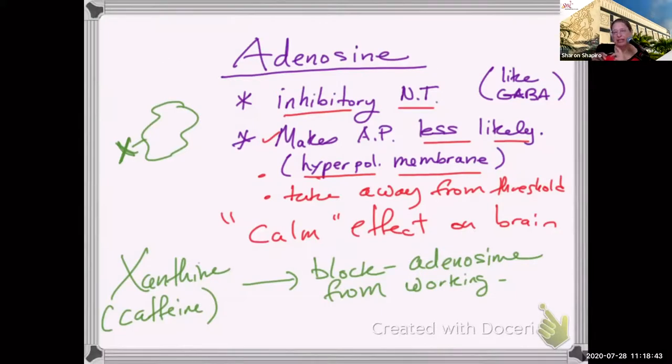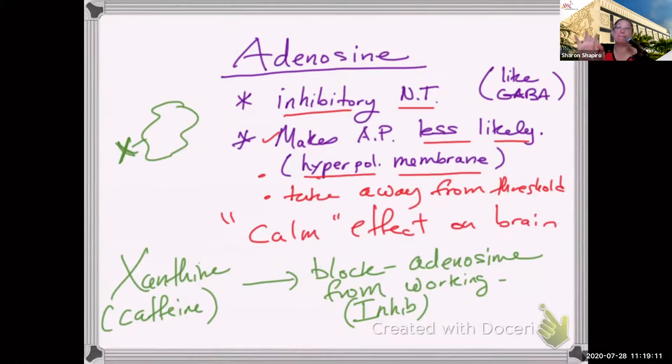But here's the thing. It doesn't do it directly. So it blocks adenosine from working. And again, adenosine is inhibitory. So what xanthines do, what caffeines do, is they block the inhibitory molecule from working. When you block an inhibitory molecule from working, that's not exactly the same as directly excitatorily stimulating something.